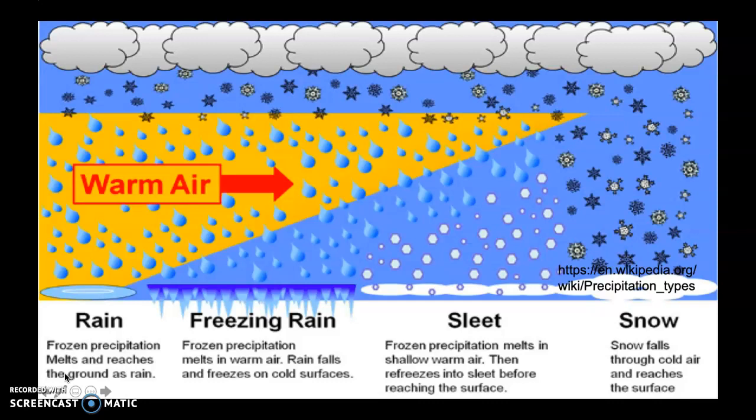Hail forms when raindrops find a thunderstorm updraft and are repeatedly carried into extremely cold areas of the atmosphere, allowing raindrops to freeze onto the hailstone surface. If repeated, this process can make hailstones very large.